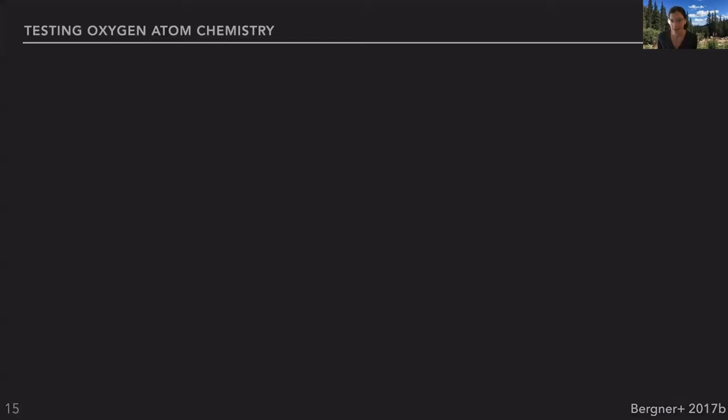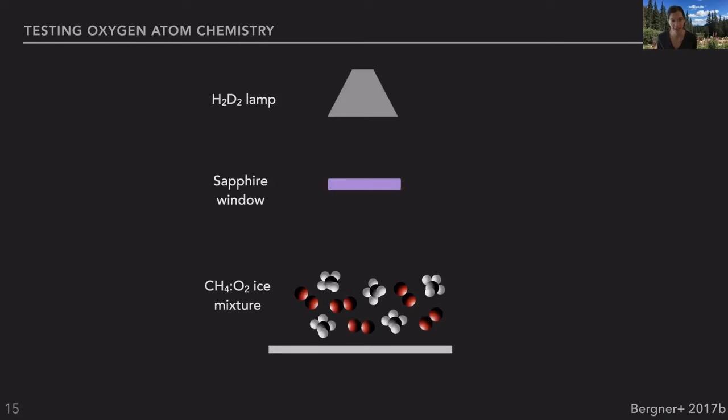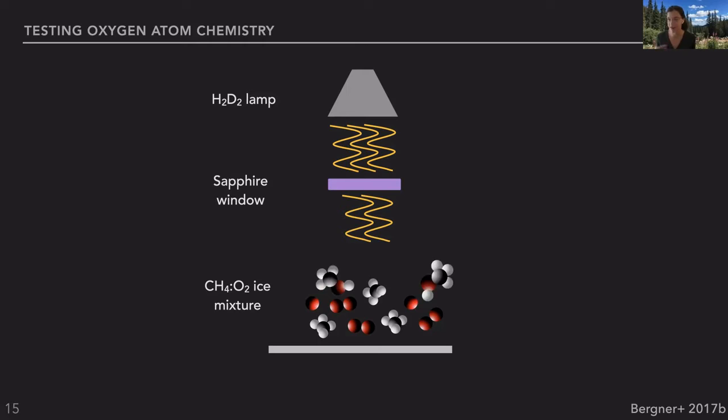So we designed an experiment that would allow us to isolate the chemistry of these excited oxygen atoms. What we do is we deposit a mixture of methane and O2, and then we irradiate this ice with wavelengths of light that can only dissociate O2. So we're selectively following the chemistry that leads from these oxygen atoms as they are formed and then insert into methane to form methanol.